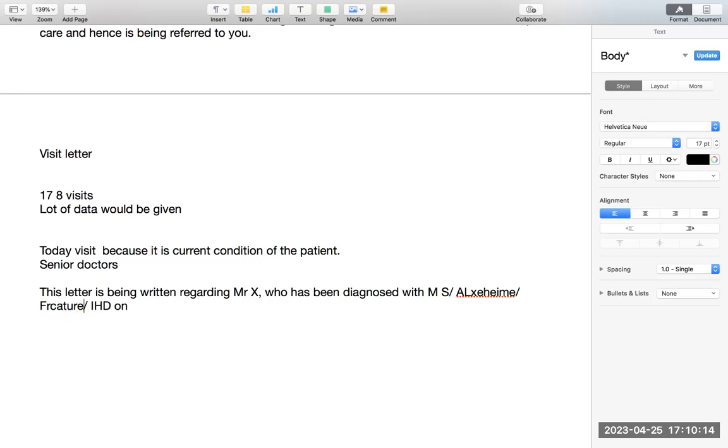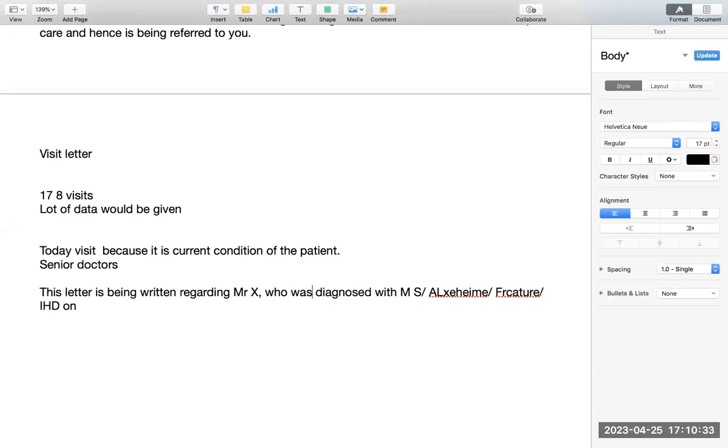So you will say, this letter is being written regarding Mr. X, who has been... "has been" with the third form means it is the passive voice of today. So who has been diagnosed with means we are talking about the current condition of the patient. If it would have been past, I would have used was.